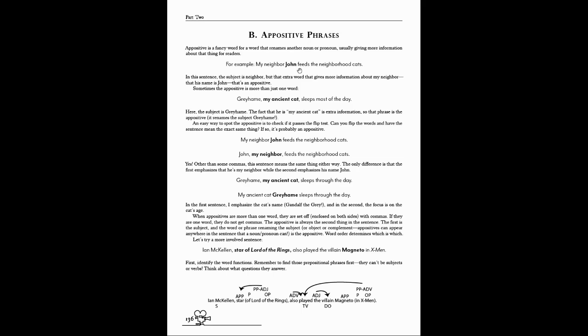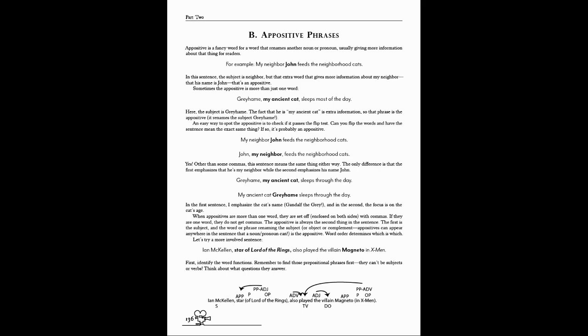Like, for example, my neighbor John feeds the neighborhood cats. Well, my neighbor is the subject here, right? But John is renaming neighbor. It's telling me more about my neighbor. So John is the appositive. And while we're here, the appositive is always the second thing. The first thing is going to be the function, right? The neighbor is the subject of the sentence. But John, because it is second, is called the appositive. It is renaming my neighbor.